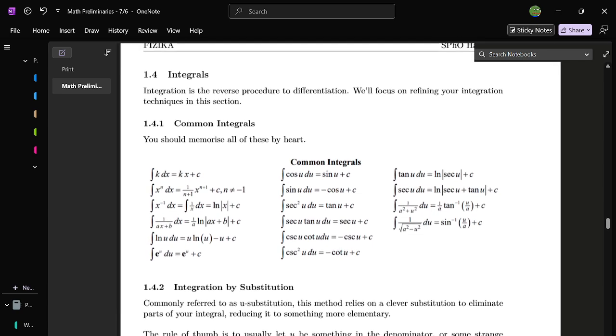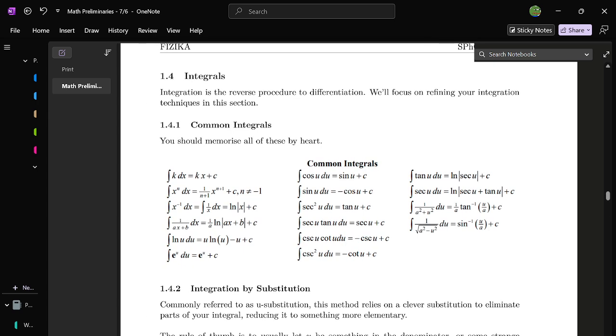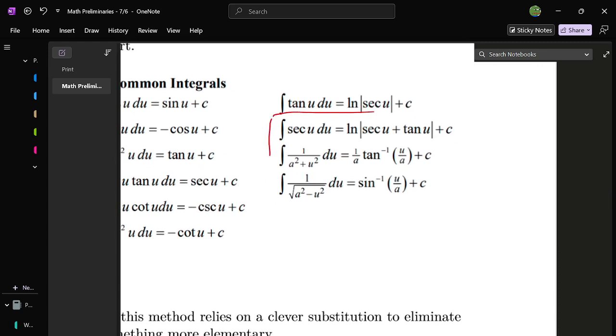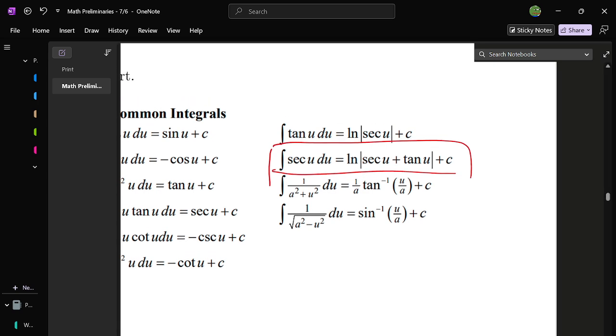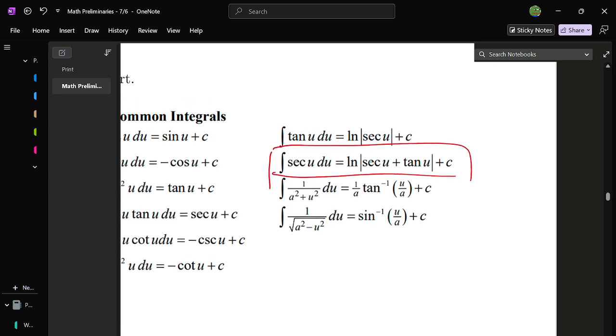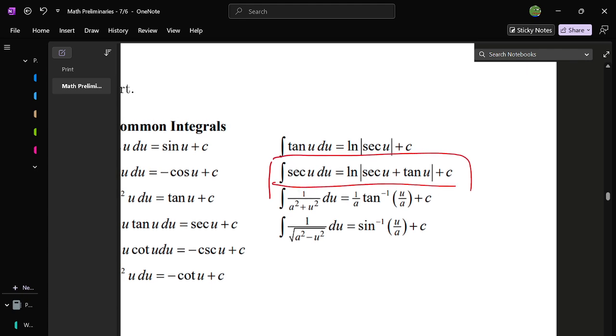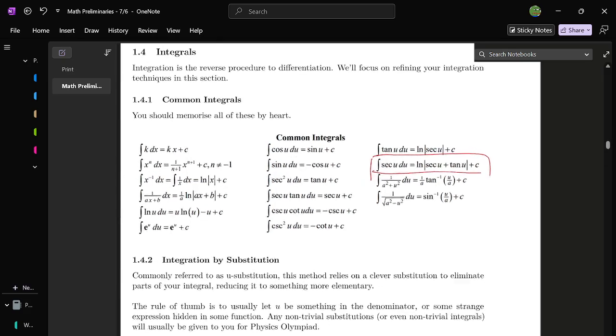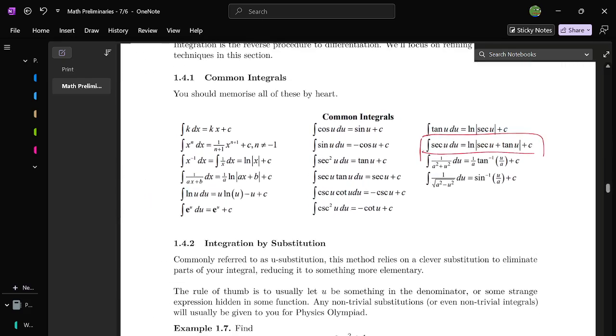So first of all are these common integrals, which all of you should memorize by heart as much as you can. All of these should be familiar to you, perhaps except this one. The best way to just know this is to memorize it, because these are just common integrals.